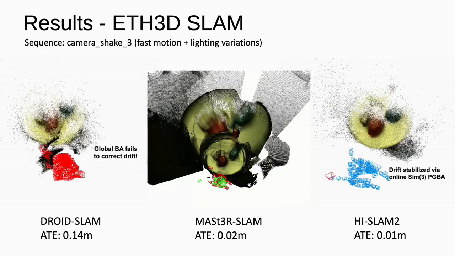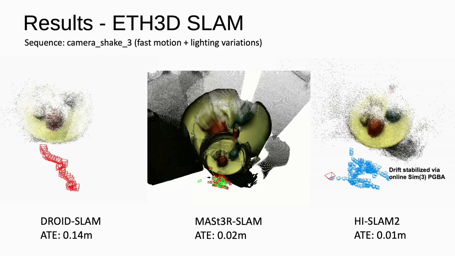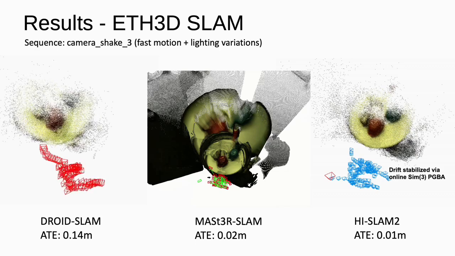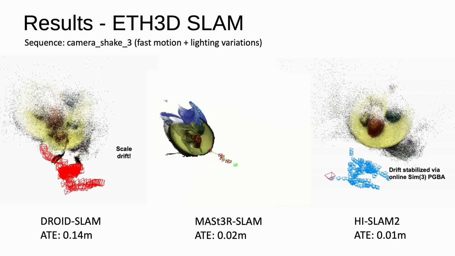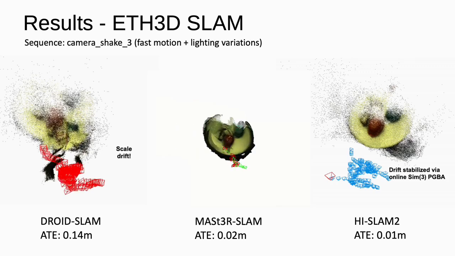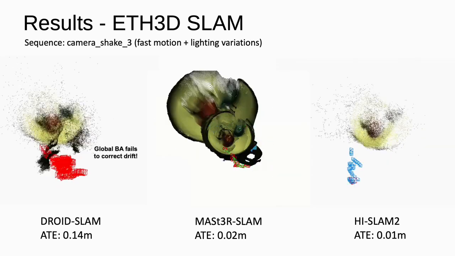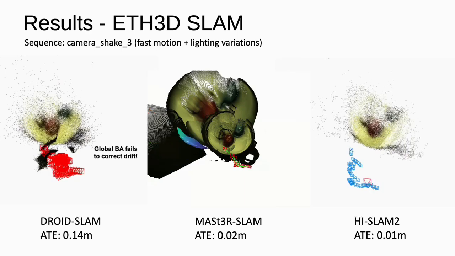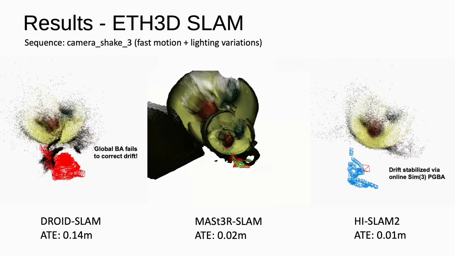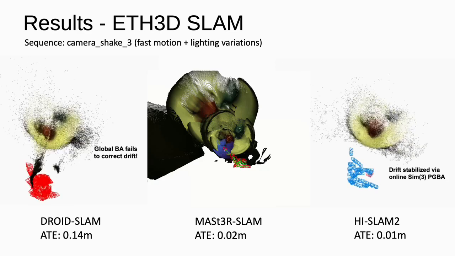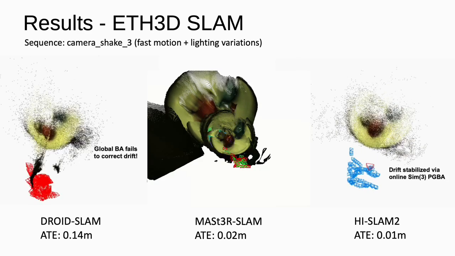The ETH3D SLAM benchmark includes challenges such as rapid motion and varying lighting conditions. In the example sequence, DROID-SLAM suffers from both pose and scale drift, resulting in a big absolute trajectory error. MASt3R-SLAM achieves accurate pose tracking but produces inconsistent scene geometry. In contrast, our method achieves the highest accuracy. Leveraging geometric prior helps stabilize motion estimation during fast movements, and the immediate loop closing quickly corrects accumulated drift.